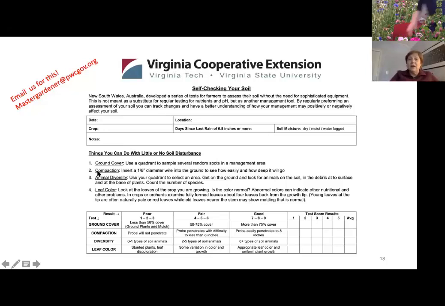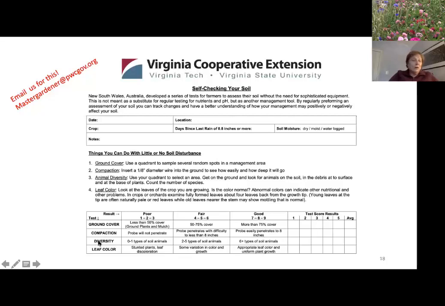The second test that you're going to do is called compaction. You want to look at how dense or how compacted your soil particles are. Probably the best thing to use for this is a wire. Wire from a coat hanger would work really well. You want to insert a 1/8 inch diameter wire into the ground to see how easily it goes in and how deeply it goes in. So compaction, again, you can rate it whether or not it penetrates, if it goes to at least 8 inches, or if it penetrates easily.